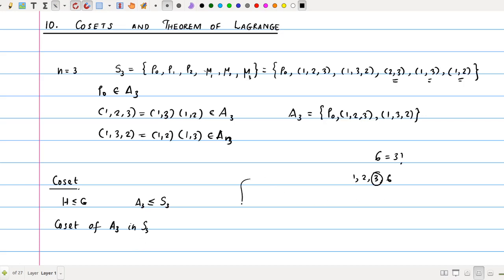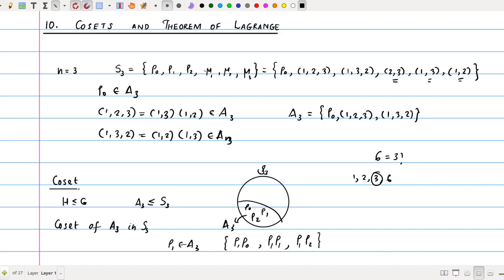So we know that this is S3, and if we have A3 here, A3 consists of rho 0, rho 1 and rho 2. Now consider any element from S3. If you choose rho 1 belonging to A3, then operate rho 1 with all these elements, that is rho 1 rho 0, rho 1 rho 1 and rho 1 rho 2. Since A3 is a subgroup, this set is nothing but rho 0, rho 1, rho 2, because the subgroup A3 has the closure property. So when you operate elements of A3 together, we get A3 itself.